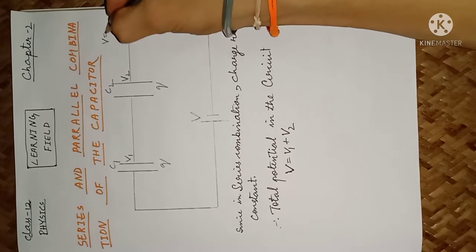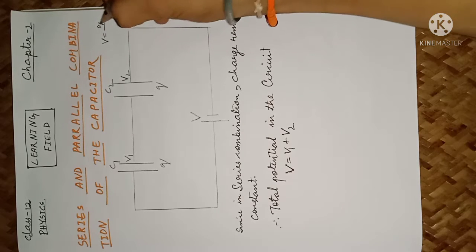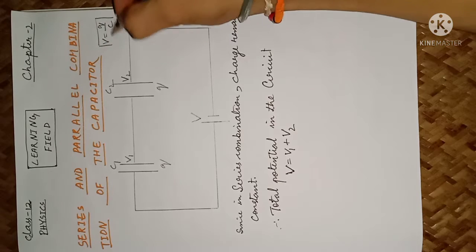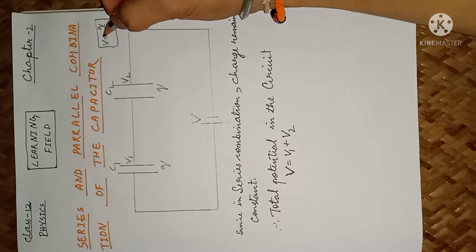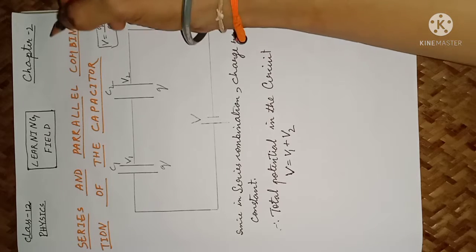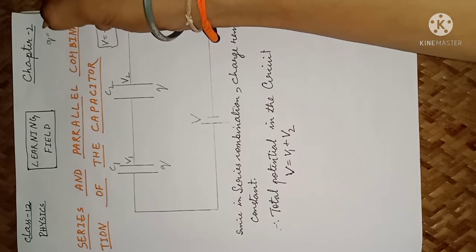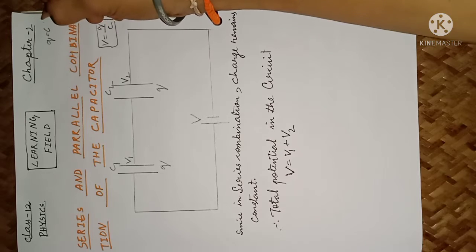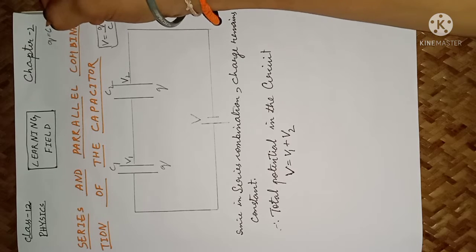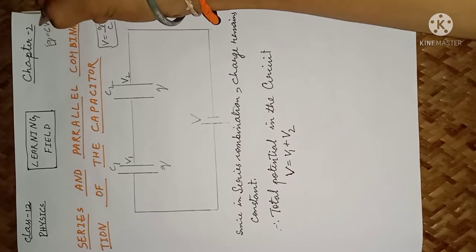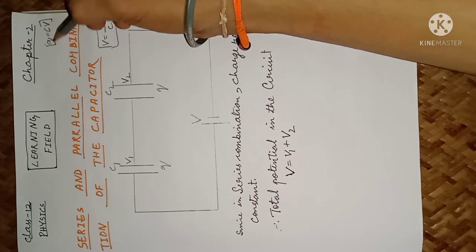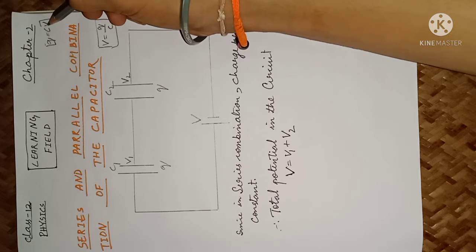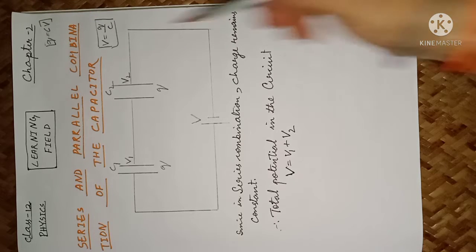We can write, since we know that V is equal to Q by C. How did you get the formula? Electric potential equals charge by capacitance. We know that charge is equal to capacitance into electric potential. This is the equation we already derived. We also know that charge is equal to capacitance into electric potential. We already derived this formula.